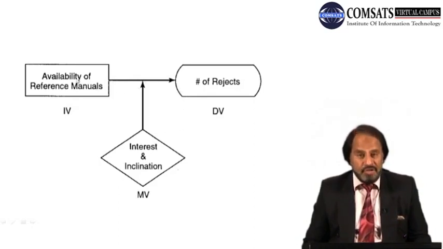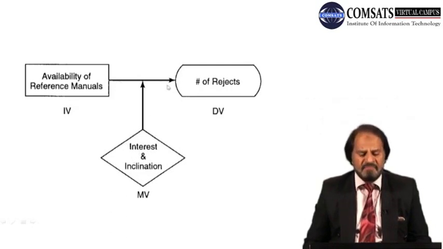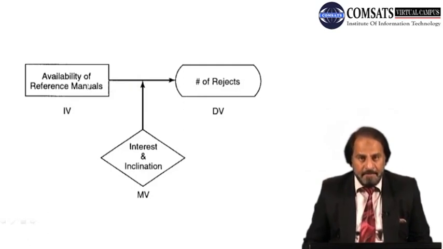He's saying the relationship is there, but it's conditional on the availability of the moderating variable. When the moderating variable is there, and it satisfies that condition, then this relationship will exist. Otherwise, if the manuals are there in the organization or in the factory, automatically rejects will not be reduced.